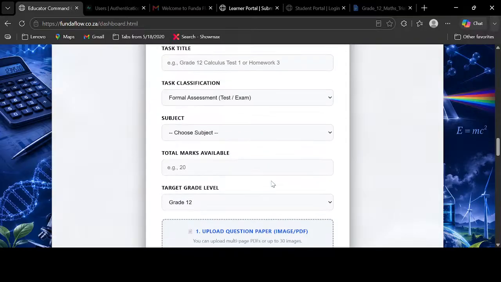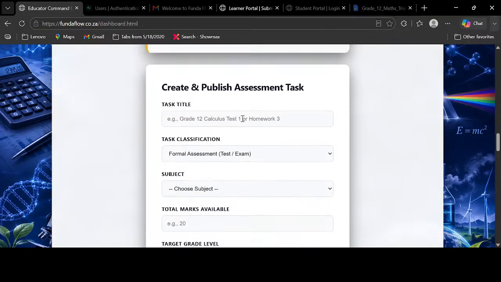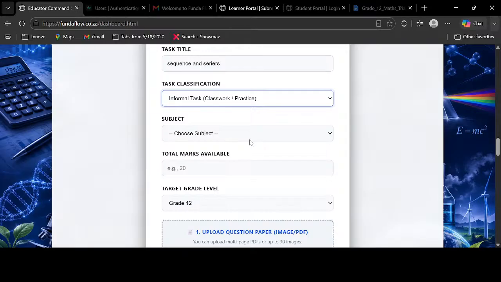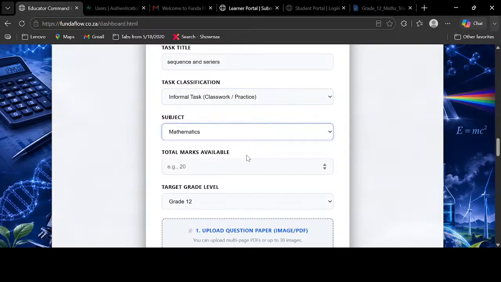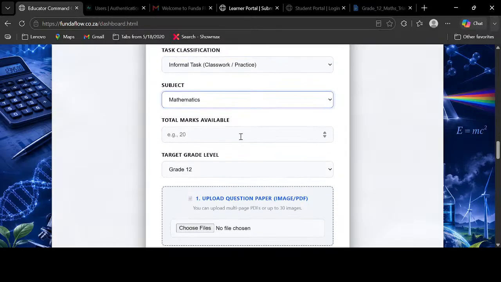So then let's create our task. I call our task sequence and series. Can you hire many tutors? We didn't check that one, but I'm sure you can hire them. We'll check.